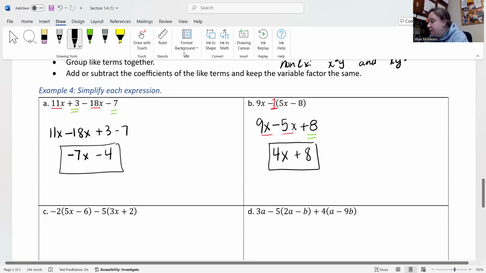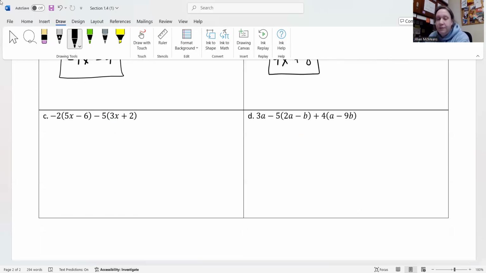All right, let's look at the last two examples here, or the last two parts of this example. So for part C, I have negative 2 times, in parentheses, 5x minus 6, minus 5 times, in parentheses, 3x plus 2. I have to distribute twice here, okay? Now you can show intermediate steps if you need to, or you can just kind of jump to it. I'm going to just sort of jump to it because we need to get really confident with this. Hopefully you've already practiced the distributive property.